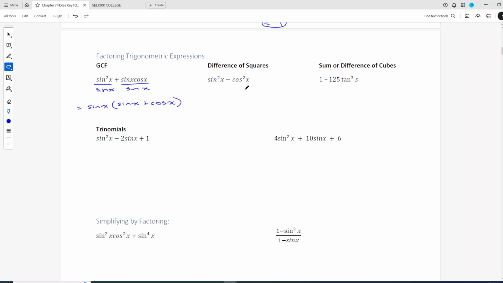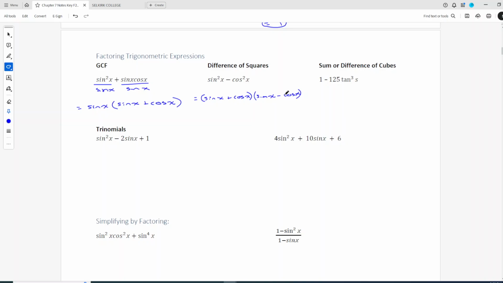Awesome. What about a difference of squares? Well, it has to be a difference of two perfect squares. And when you factor a difference of squares, you draw two brackets, and then you take the square root of the first term and you write it first. And then you take the square root of the second term and you write it second. And then one bracket gets a plus and one bracket gets a minus.